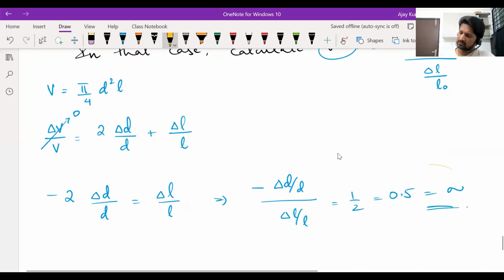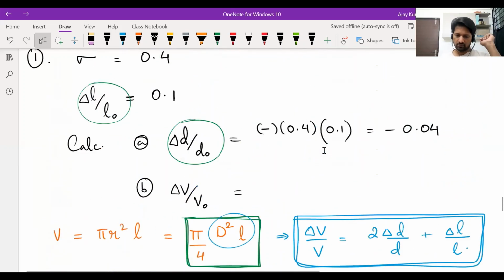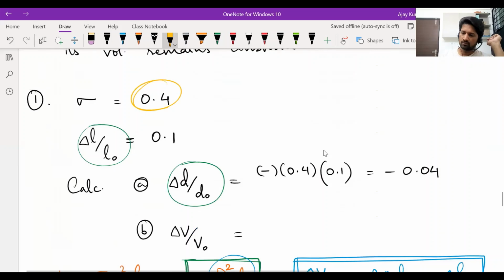Okay. Actually, this is an interesting answer. You need to remember this. If Poisson ratio is 0.5, that means the volume of the cylinder does not change. You can solve this problem in reverse also. Take sigma 0.5, take some change in length. You will see that the change in diameter will be in such a way that the volume does not change at all. Now, the last problem we solved, we assumed Poisson ratio to be 0.4, which is less than 0.5.